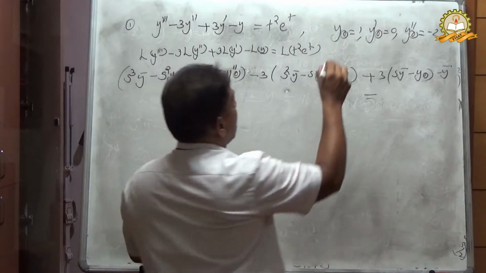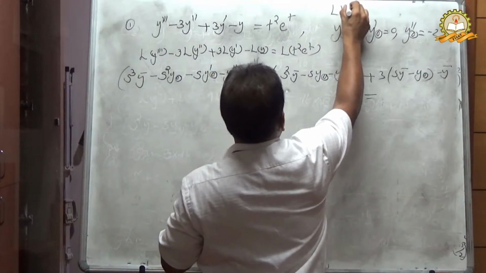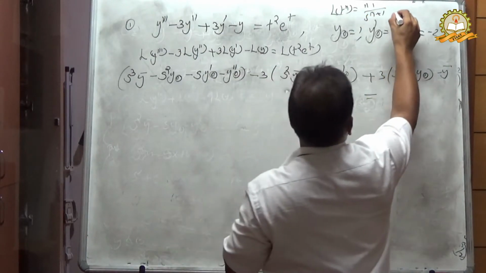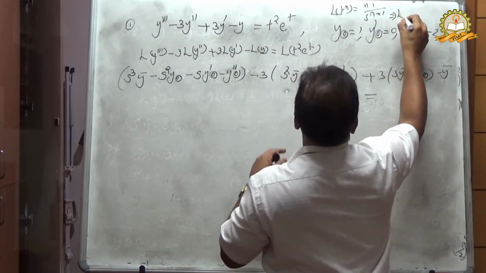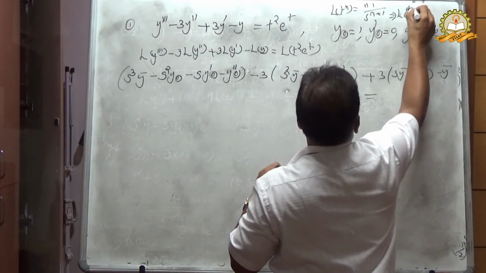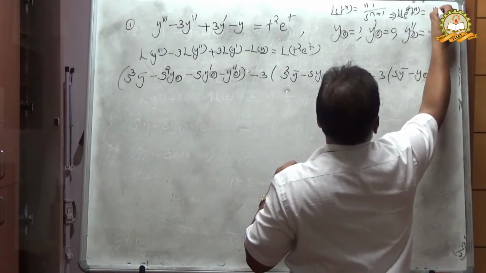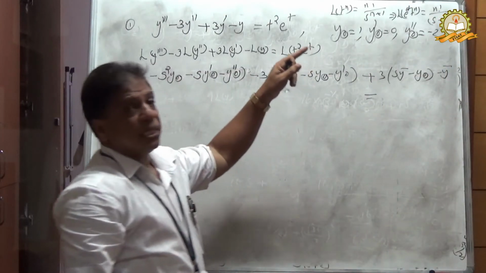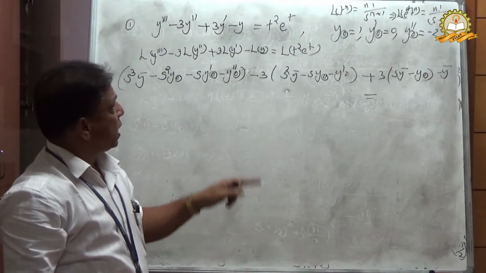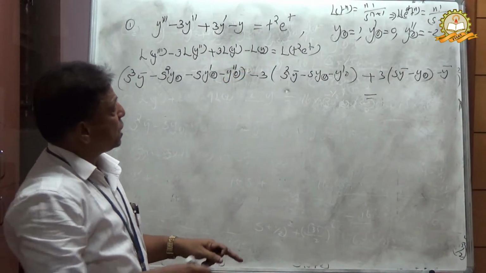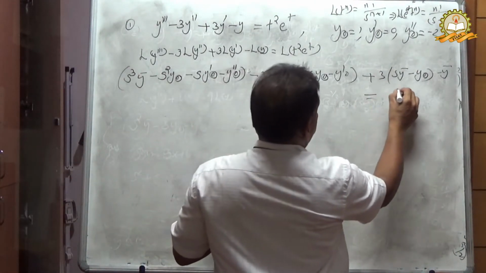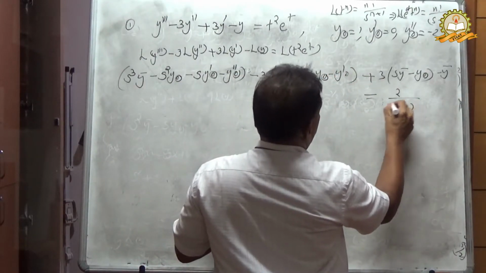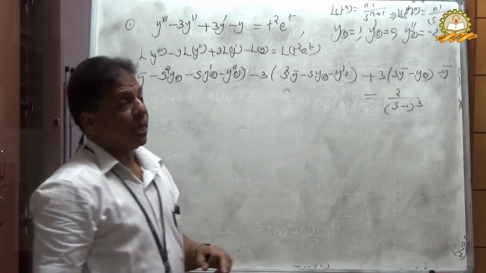We know the formula: L of t raised to n is equal to n factorial by s raised to n plus 1. Therefore, using the first shifting property, L of e raised to at t raised to n is equal to n factorial by s minus a the whole raised to n plus 1. By using this first shifting property, L of t square e raised to t is equal to 2 factorial, 2 divided by s minus 1 the whole cube, 2 by s minus 1 the whole cube.